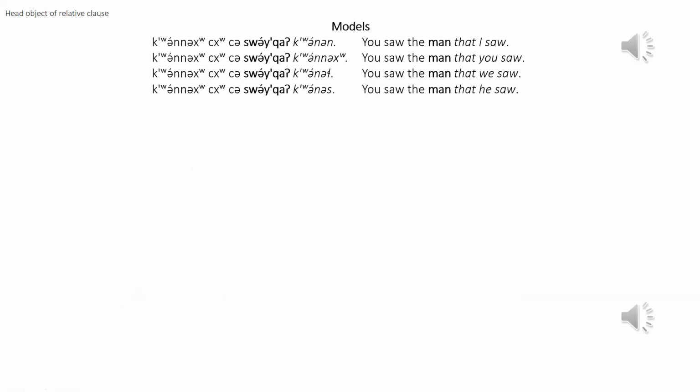And here is the model for head object of relative clause. You saw the man that I saw.